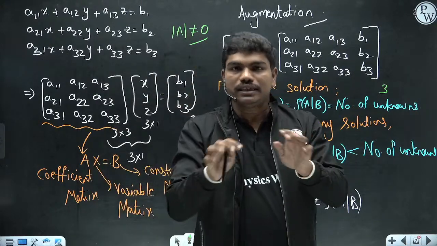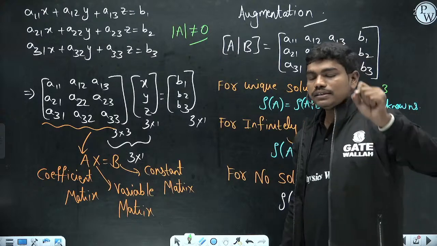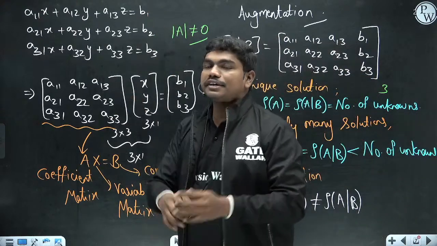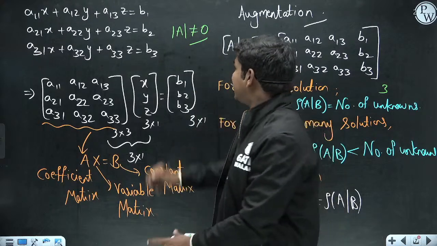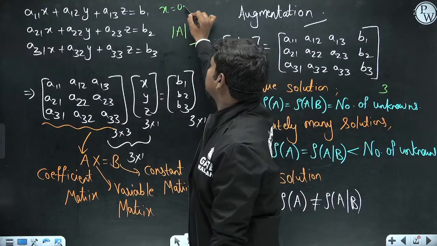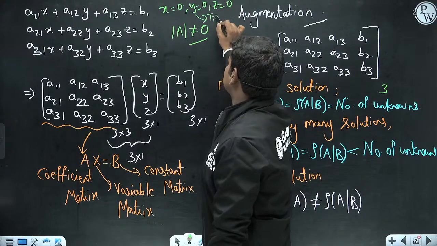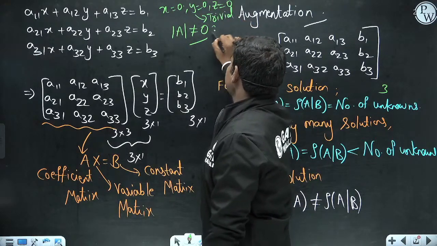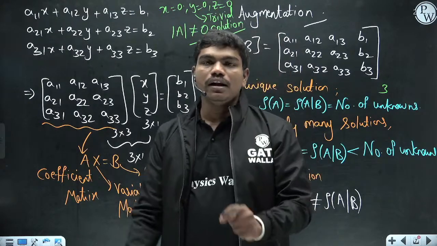कोएफिशिएंट मैट्रिक्स का determinant 0 should not be, it should not be 0, correct? So इसलिए अगर होमोजेनियस सिस्टम में डिटर्मिनेंट ऑफ A 0 नहीं है तो आपको सिर्फ एक ही सॉल्यूशन मिलेगा, और वो सॉल्यूशन होता है ट्रिवियल सॉल्यूशन. x इक्वल टू 0, y इक्वल टू 0, z इक्वल टू 0. इसको बोलते हैं ट्रिवियल सॉल्यूशन. ठीक है, व्हाट्स द मीनिंग ऑफ ट्रिवियल?